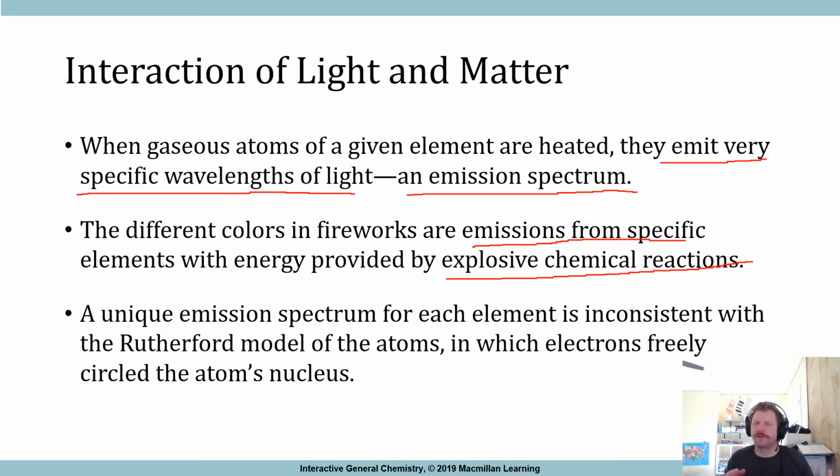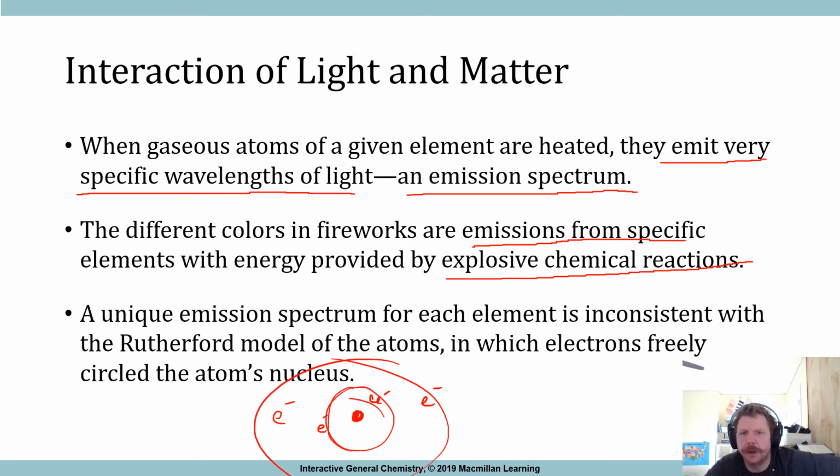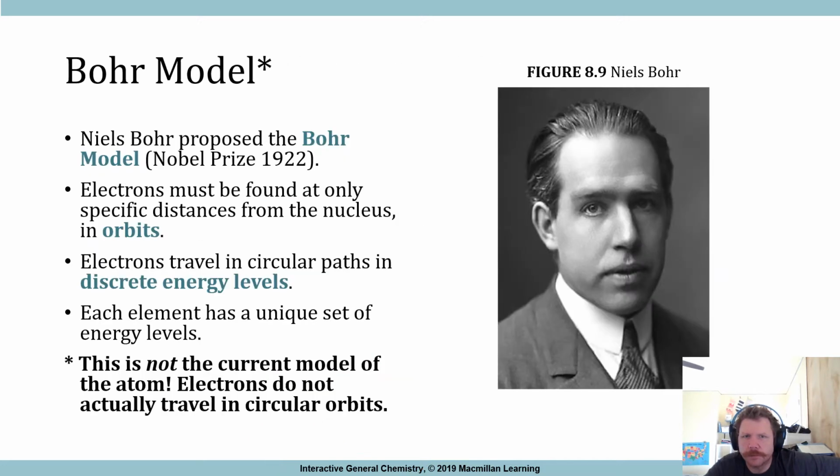And if you remember the Rutherford model of the atom, that was the idea that you've got the nucleus in the center, and then electrons are kind of all over the place, but in these very simple models. Okay, so there's one and these rings. So electrons freely circled the atom's nucleus.